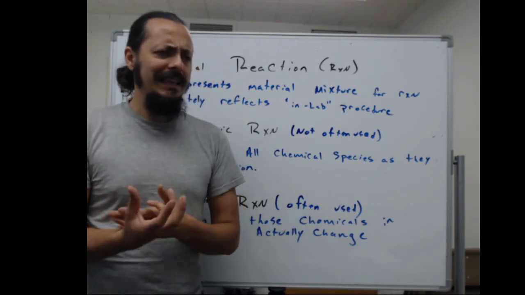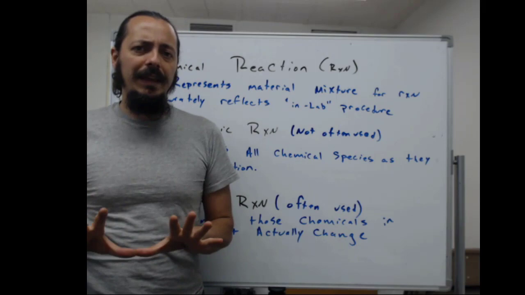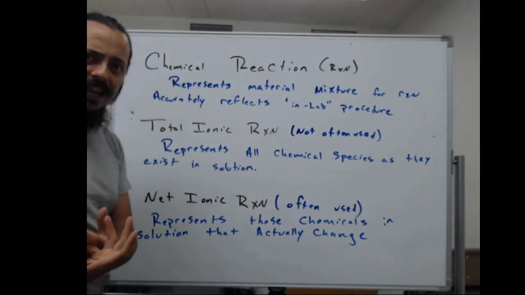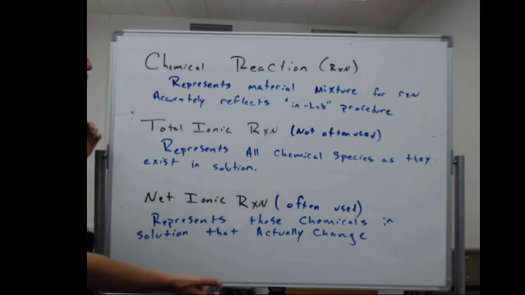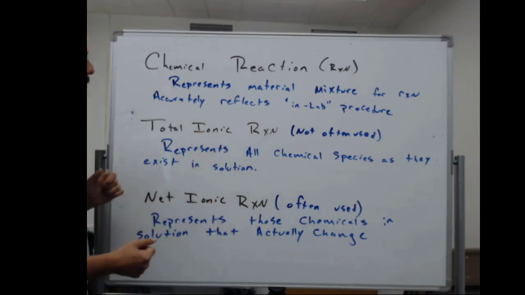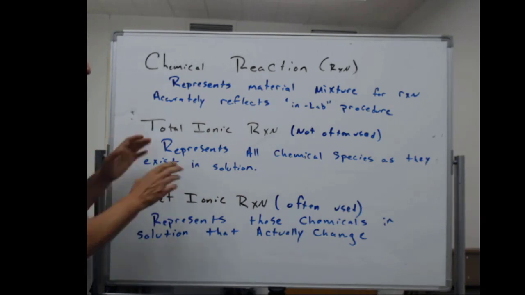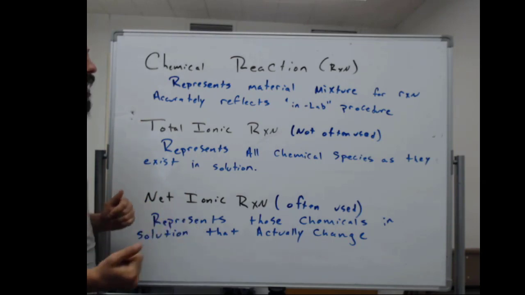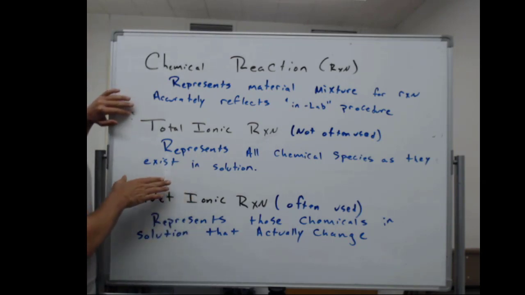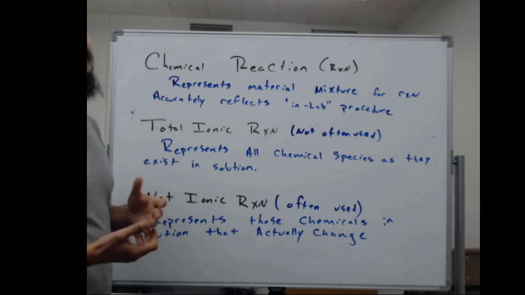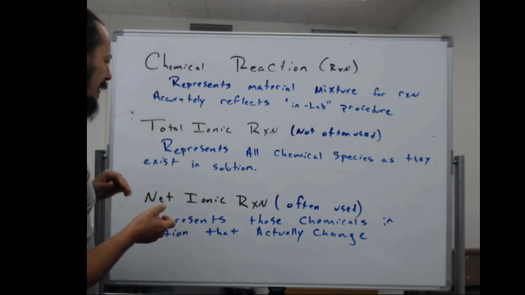But we also want to get a deeper understanding of the chemical reactions and really emphasize what's changing in our chemical compounds. The total ionic is a kind of a step towards that. We don't often use the total ionic reaction except in these cases when we're trying to get the net ionic equation, or in advanced situations where we actually care about the spectator ions in solution.